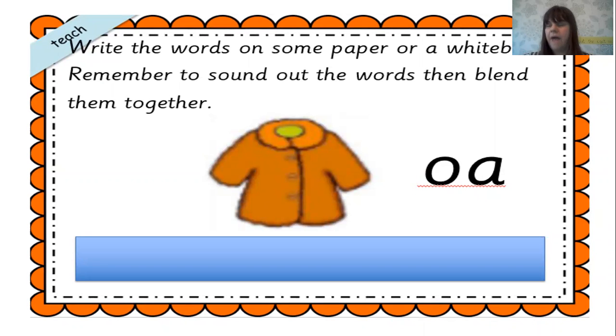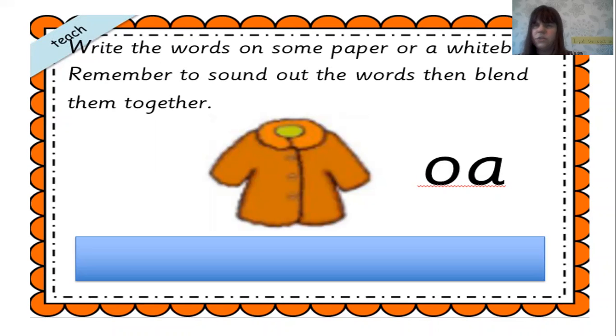So we have here a coat. So we're going to sound out the word coat, and then you're going to write it. Are you ready? K-OA-T, coat. I'm going to write it also, and then I'm going to ready, steady, show you. So get ready to write it.